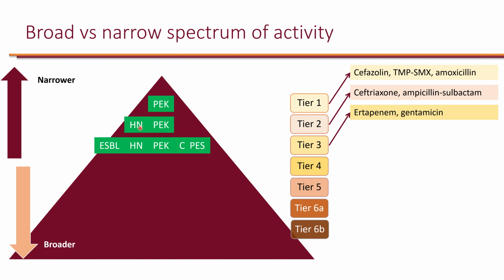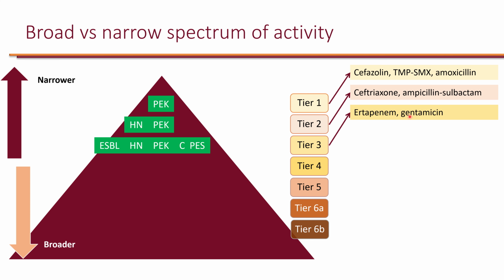coli and Klebsiella, these agents are also more likely to cover Haemophilus and Neisseria species. Now, in tier 3, I will place ertapenem and gentamicin. Ertapenem is the only carbapenem that does not have activity against Pseudomonas, so therefore it is in tier 3 because these agents do not have activity against Pseudomonas.